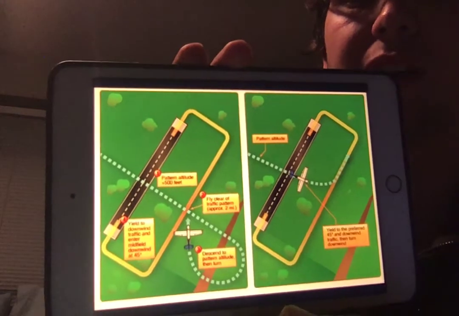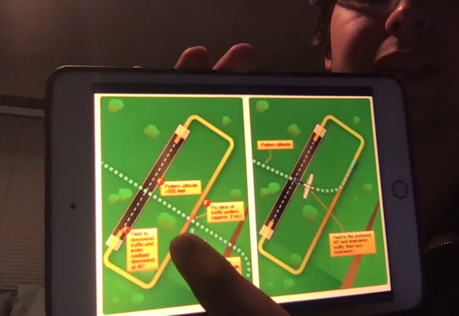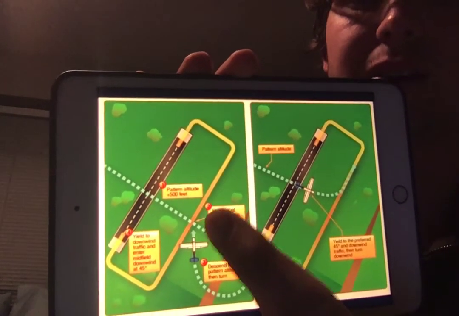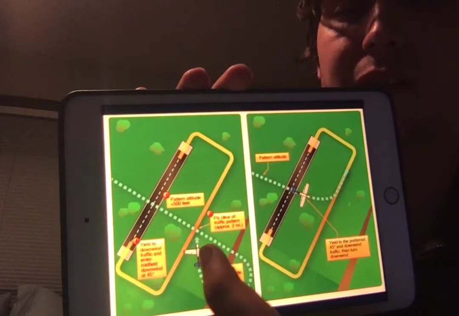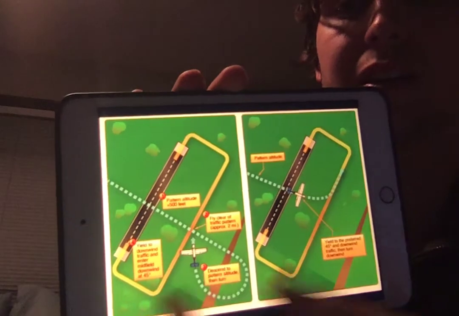And additionally, you don't want to be descending into the traffic pattern altitude because that could be a real collision risk. You want to be at the traffic pattern altitude when you enter. That way, other aircraft can see you. You can see other aircraft. So yeah, that's typically the most standard entries.